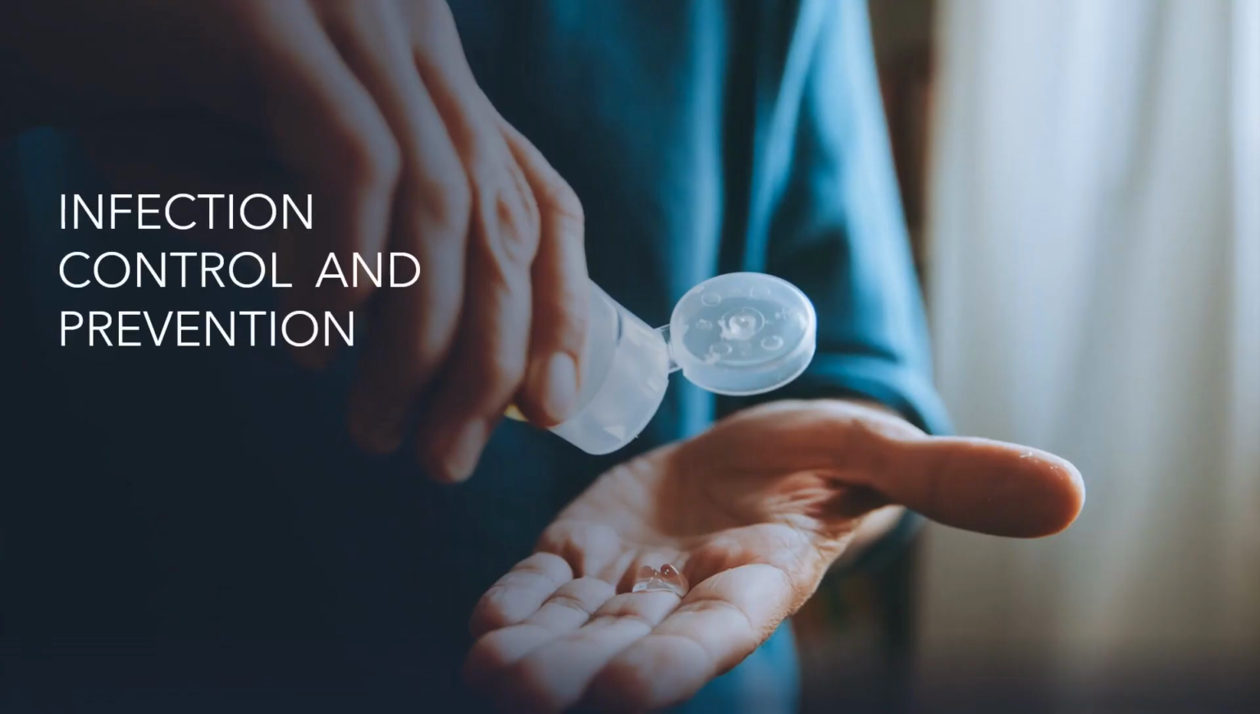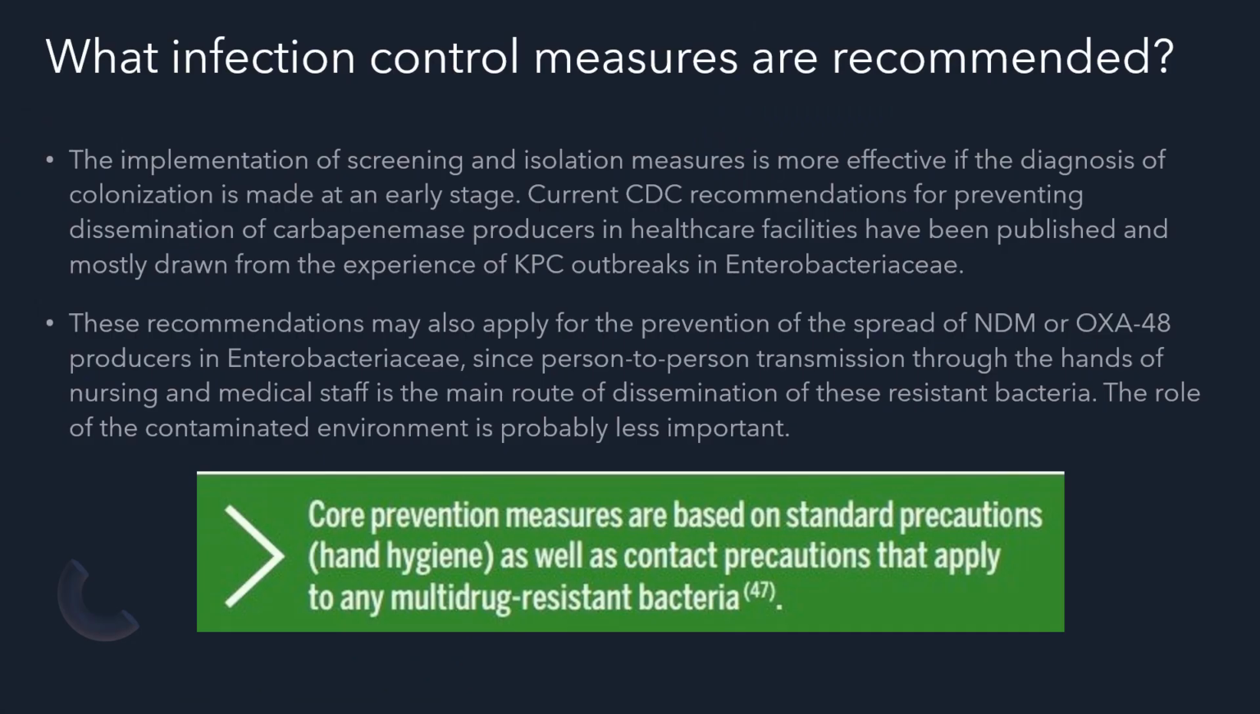That was about the detection of the carbapenemase. How to prevent? Preventive measures are based on standard precautions such as hand hygiene as well as contact precautions that apply to any multi-resistant bacteria. The implementation of screening and isolation is more effective if the diagnosis of colonization is made. Currently, CDC recommendations for preventing carbapenemase production in healthcare facilities have been published, drawn from the experience of KPC outbreaks in Enterobacteriaceae. This recommendation may also apply for the prevention of NDM or OXA producers.